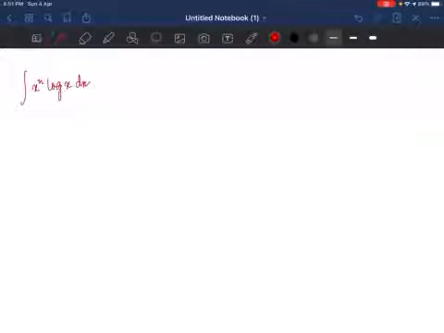So here we are going to learn how to solve integration of this type. Now before jumping into this problem, I just want to discuss a method that is called integration by parts. The reason I'm going to discuss this method is because we will be solving this question using that method.